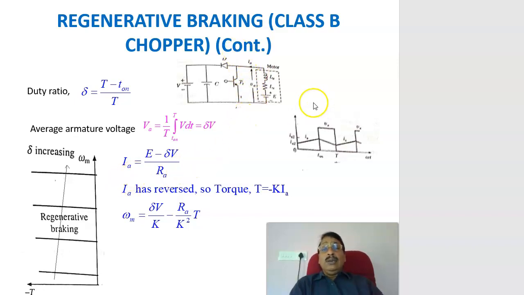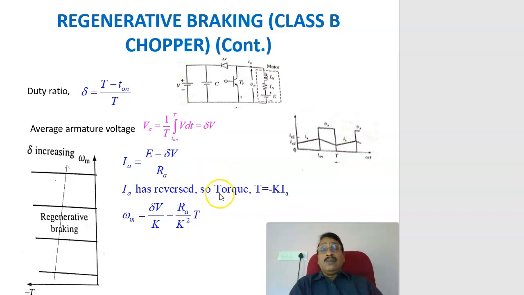Now, what is the current through the armature? The current is always in this direction. You can get the armature current by applying KVL to this loop with the voltages E and delta V. You will get the armature current IA equal to E minus delta V divided by RA, and the current is in this direction.